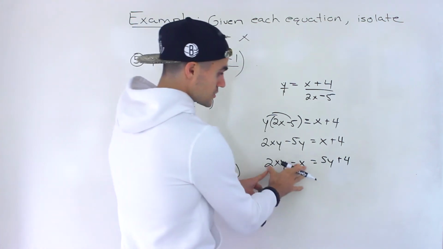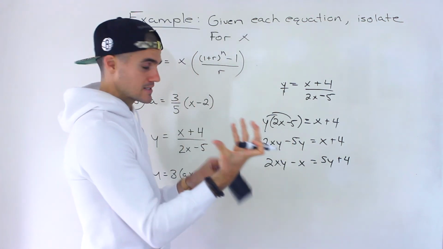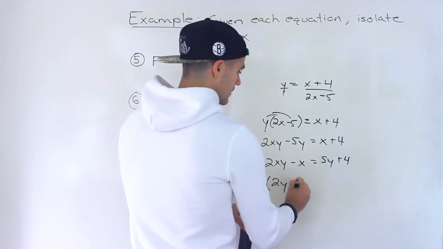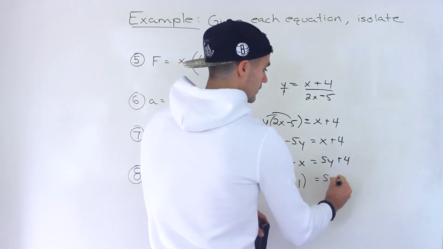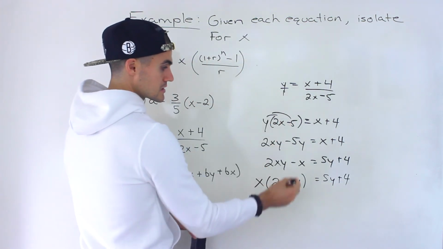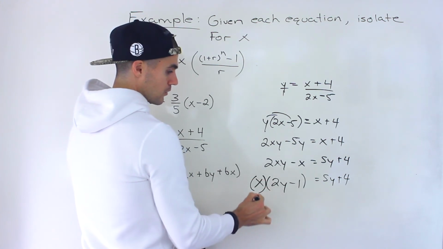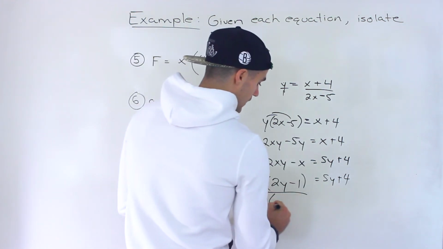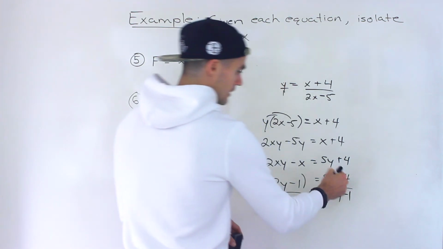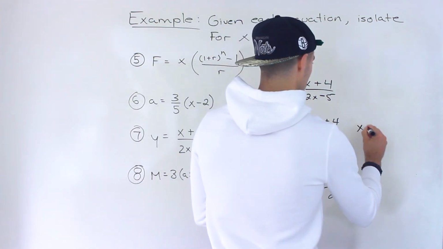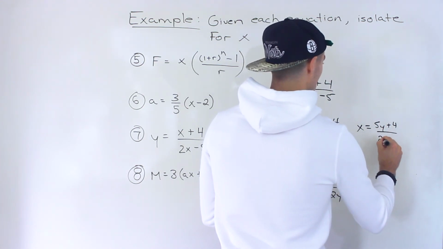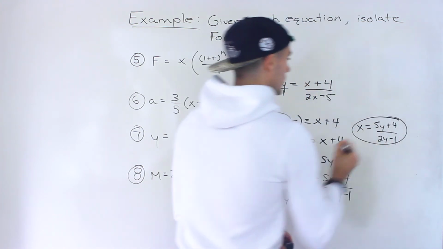And then from here, once you have all the terms that have an x attached to them on one side, you want to take out that x. Factor it out like that. So now we have 1x. So we just took this and put it in a format where we only have 1x to deal with, and you would divide both sides by 2y minus 1, and that would be the answer. So x would end up equaling 5y plus 4 over 2y minus 1, like that.